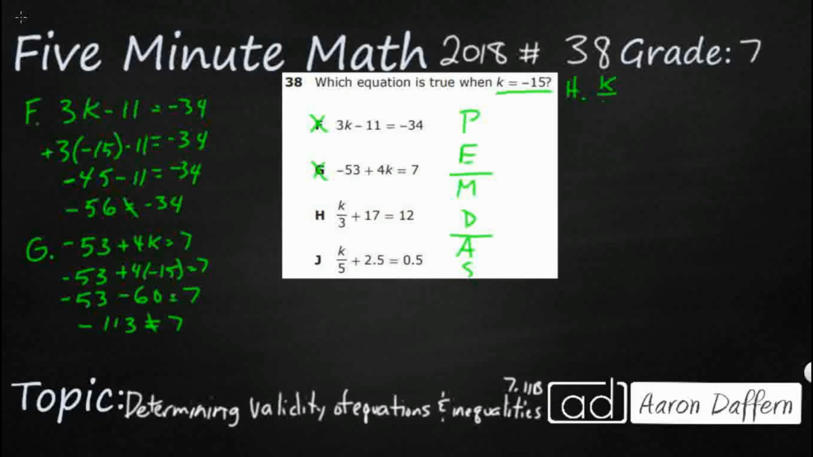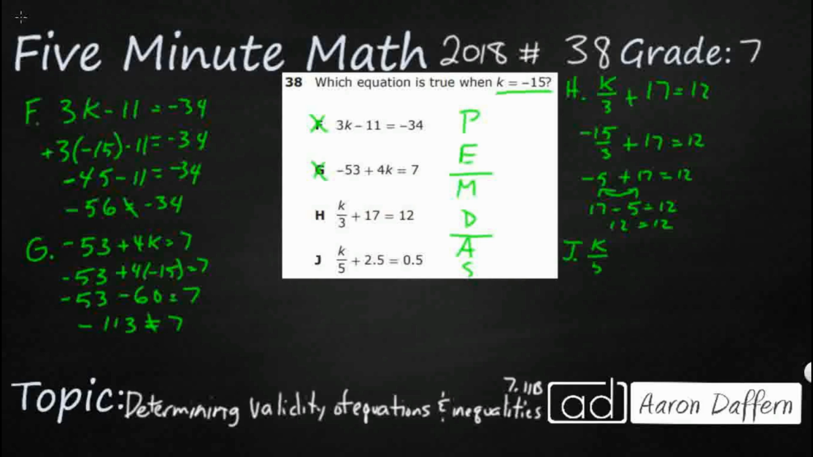So let's get over here to H. Ooh, it's going to be k over 3. That's kind of interesting. Plus 17 equals 12. So I'm not going to multiply, I'm going to divide. I'm going to substitute in this negative 15 over 3 plus 17 equals 12. So 15 over 3 is 15 divided by 3. That's 5, but it's negative 15, so it's going to be negative 5 plus 17 equals 12. If you want to, you can use the commutative property. You can actually flip these two and watch what you're going to get. You're going to get 17 minus 5 equals 12. And that does work. So H is looking good. Let's double check J to make sure that one is incorrect.